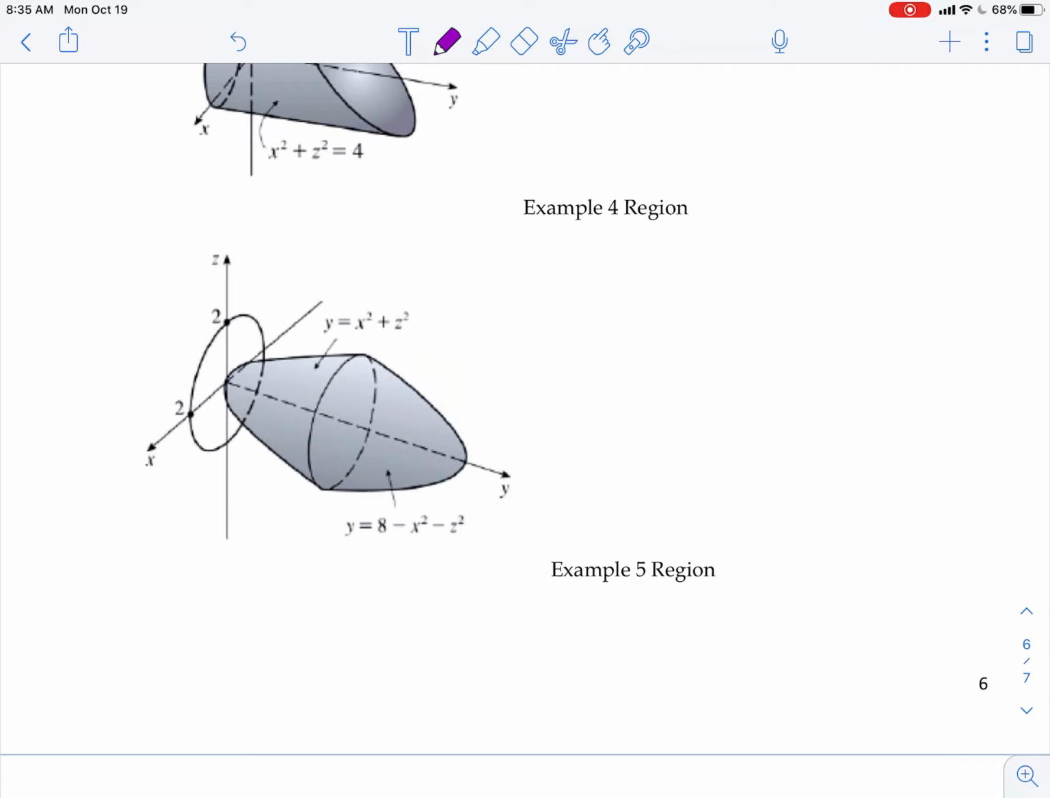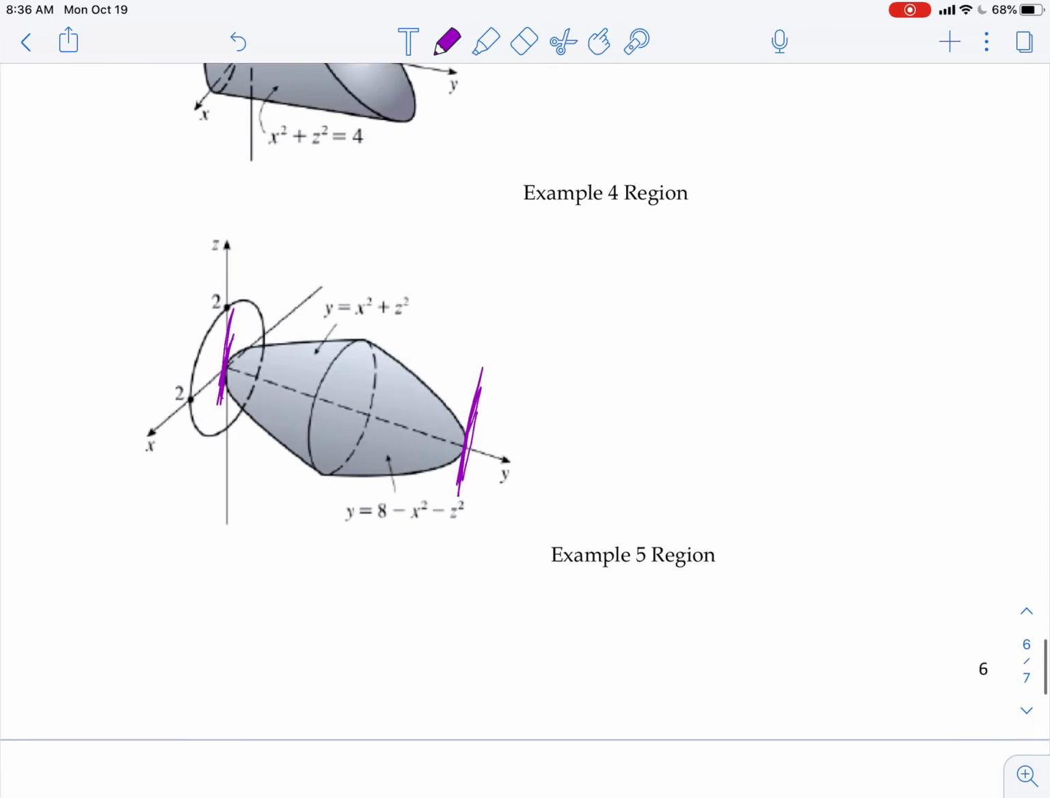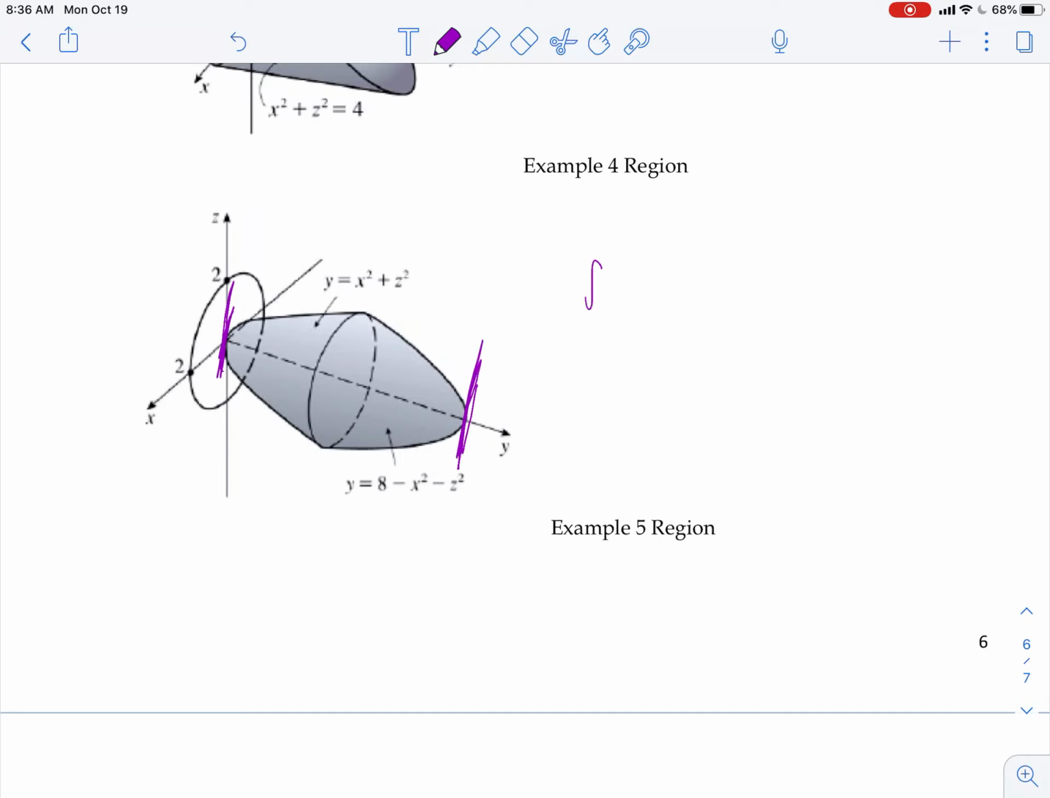And so all we're really going to do is define the two surfaces. Again, we're going to define them using the y-axis, so our y is going to be first, and then we can determine where they intersect, and that will help us with our z's and our x's. All right, so let's go ahead and do that.